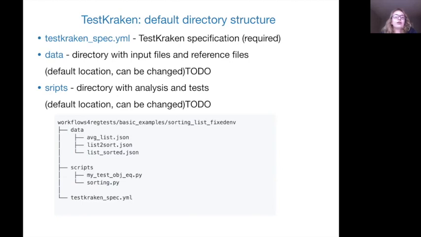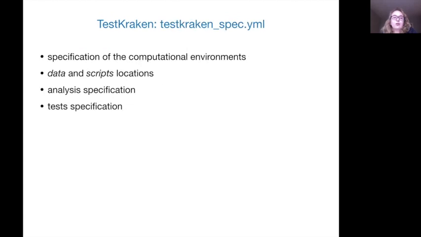in order to prepare the workflow to be used by TestKraken, you have to specify the TestKraken spec YAML file. You have to provide data and you have to provide scripts. So the most important thing is to create the specification. In the specification, you are providing information about computational environments, the data and scripts locations, the analysis specification, and the test specification.